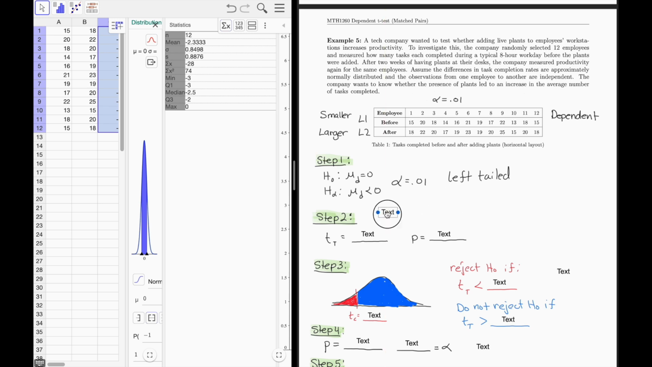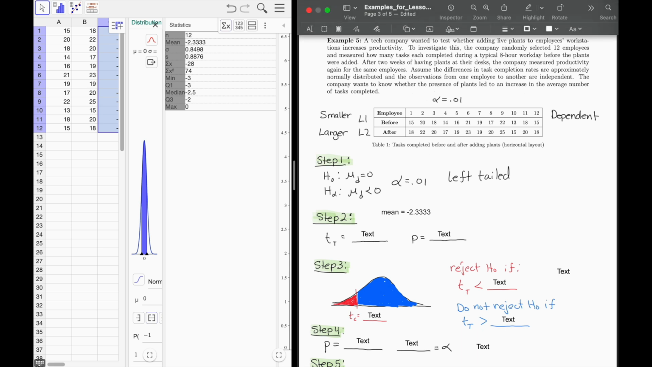I'm going to make a note here. Our mean is equal to negative 2.3333. I suggest that you keep all the digits to make sure you get the right answer. Don't round it during intermediate steps because it will throw your answer off.